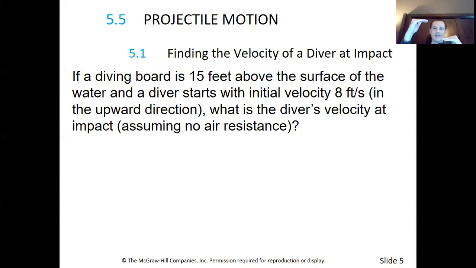The diver starts off with an initial velocity of 8 feet per second. That's positive. So which way is the diver going? Is he jumping up or jumping down? He is jumping up because up is positive. So they're telling you the initial velocity: v at time 0, at the beginning, is 8. And they ask you, what's the diver's velocity at impact? They're going to jump up, they're going to fall down, and right when they hit that water, a split second before they smack into it, how fast are they going, is the question, okay?